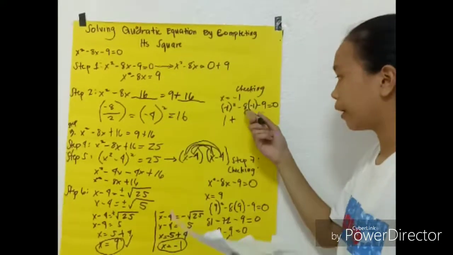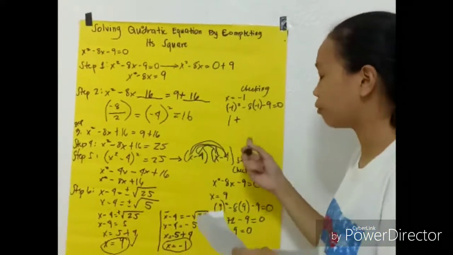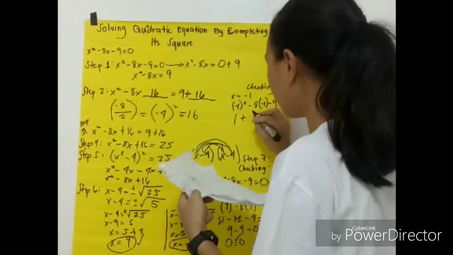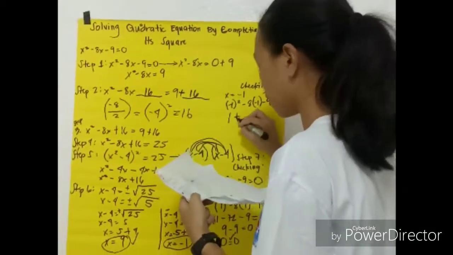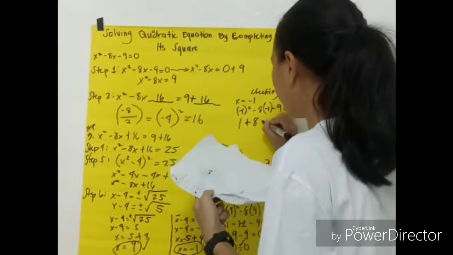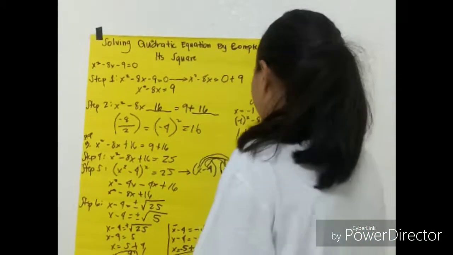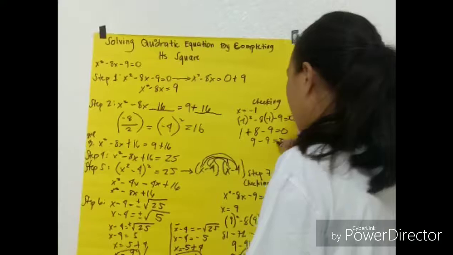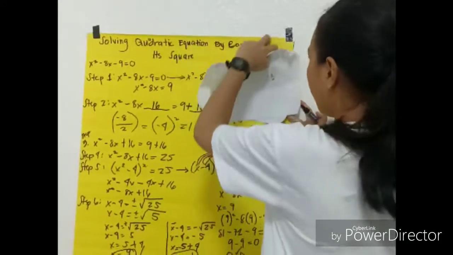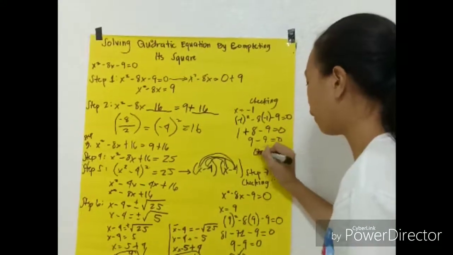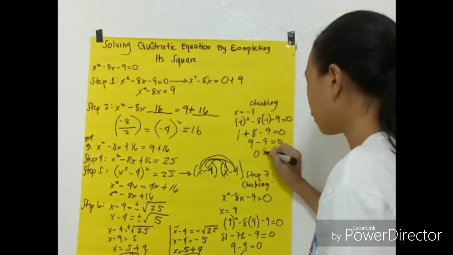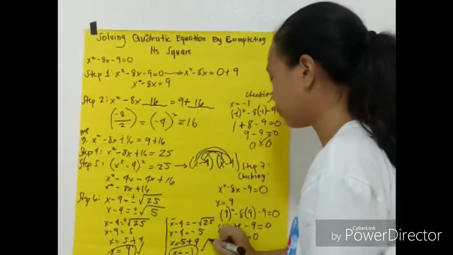Plus 8 times negative 1. May positive siya kasi, kaya plus 8 minus 9 equals 0. 1 plus 8, di ba 9? Minus 9 equals 0. 9 minus 9, 0. 0 equals 0. So, check tayo. Tama tayong sagot.